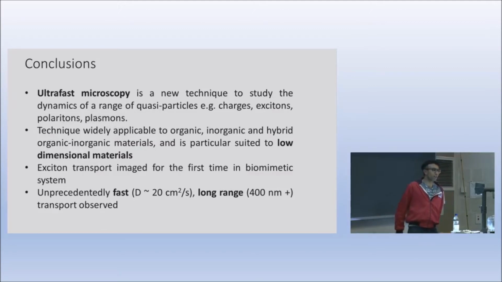This is, to our knowledge, the first time exciton motion has been imaged in a biomimetic system. And so it's the first proof that these plant and bacterial systems can transport energy over long distances. What we find is that the transport is unprecedentedly fast, about 100 times faster than what theory would lead us to expect, and it's long range, about 400 nanometers.